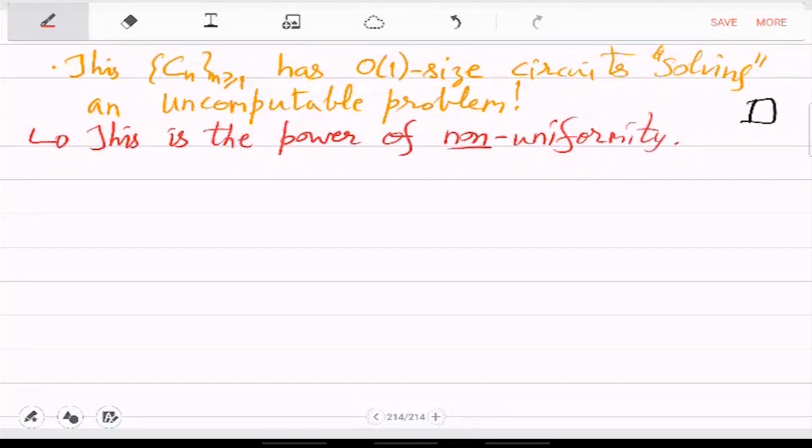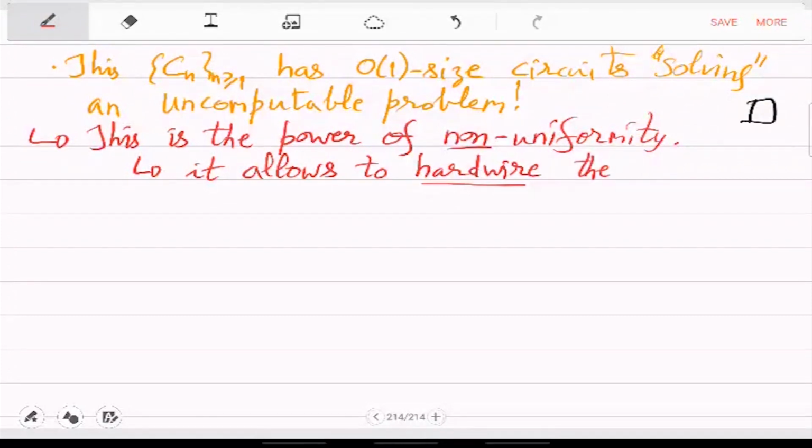Because we do not know how to produce C_n, but C_n exists. So, it is a non-uniform circuit family. It cannot really be produced, but it exists, and hence P/poly can solve uncomputable problems. It can solve the halting problem. So, it allows us to hardwire the answers. Without knowing the answers, they can be hardwired. Without computing the answers, you are just hardwiring them, and so the circuit exists.